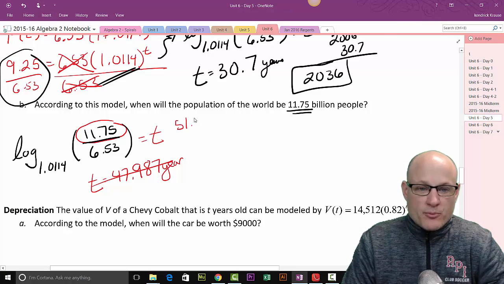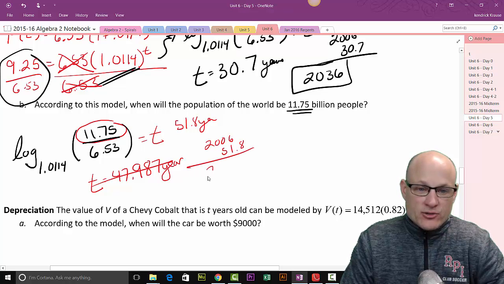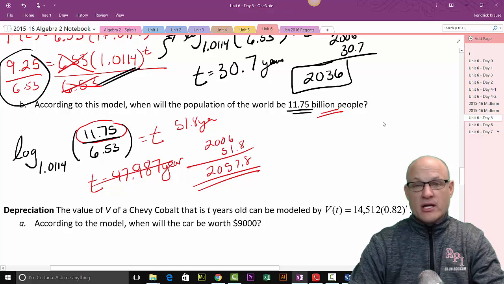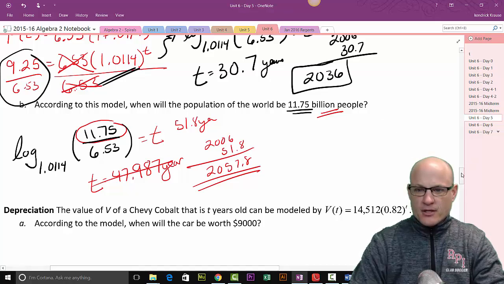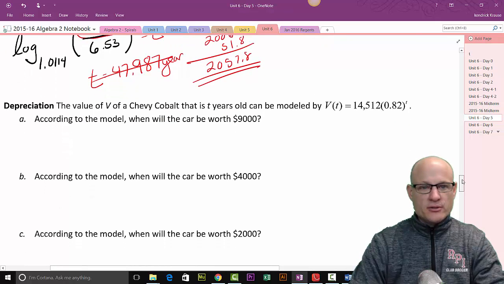So 51.8 years. So we'll take 2006, we'll add 51.8, and you get 2057.8. So during the year 2057, we will have 11.75 billion people on the earth and no water. So we got to curb our growth somehow, kids.